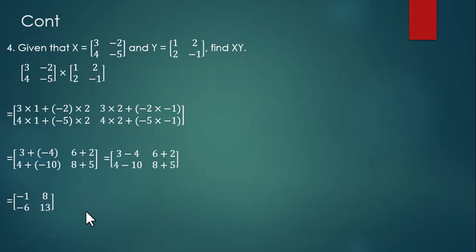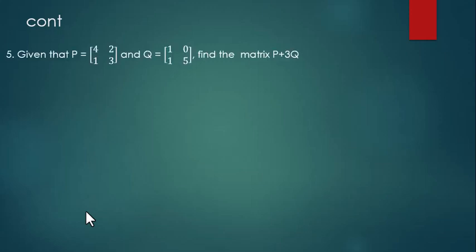Okay, now we look at our final question for today. Sorry, my voice is a bit not clear because I have a flu. Given that P is equal to 4, 2, 1, and 3, and Q is equal to 1, 0, 1, and 5, find the matrix P plus 3Q.